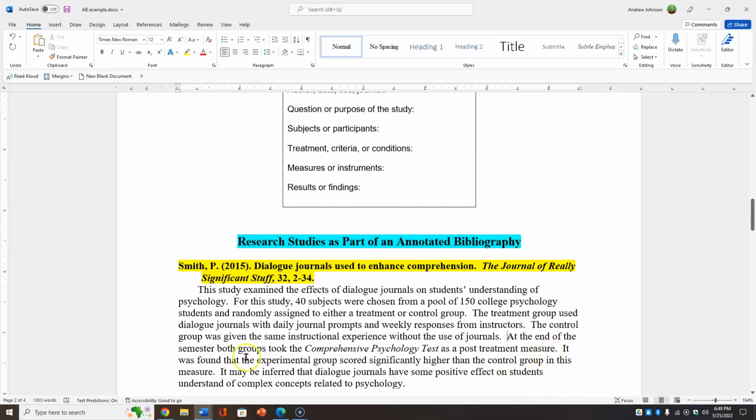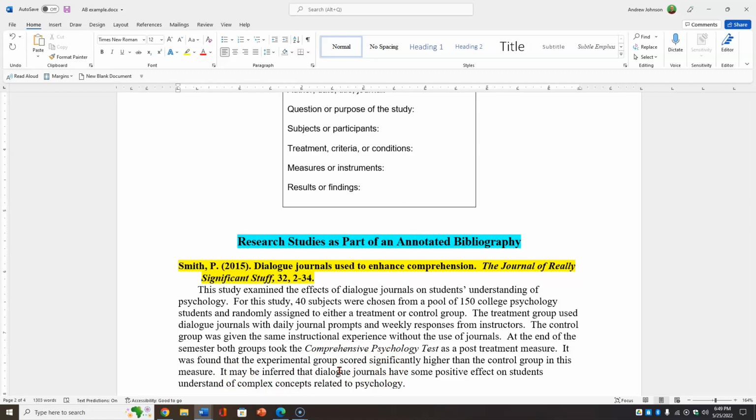At the end of the semesters, both groups took the comprehension psychology test. All right, that is the measure or the instruments. It was found that the experimental group scored significantly higher than the control group. All right, that's the results or findings. And then it may be inferred that. That would be maybe a conclusion. You can do that as well.